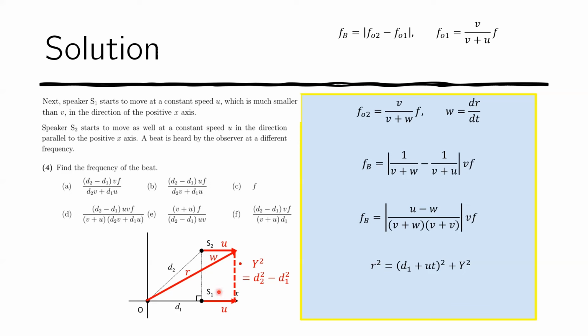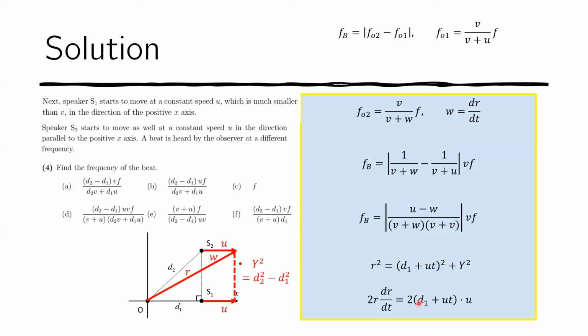So this is the relationship. We just have the Pythagorean theorem. That is, the length of r squared is equal to the height squared plus this distance here squared. This distance is equal to the original distance, which is d1, plus the distance traveled by the source 1 at time t. So that's u times the time that it traveled. And then we just differentiate both sides with respect to t. On this side, we get 2r dr/dt, and dr/dt is the w that we're looking for. And here, this one is just a constant, so when you differentiate that, it goes to 0.